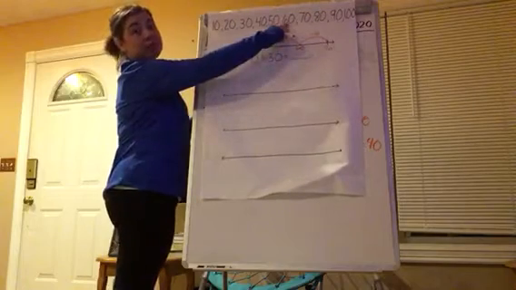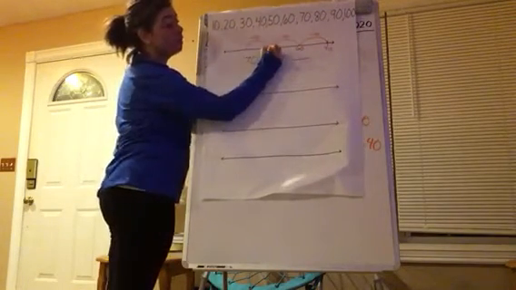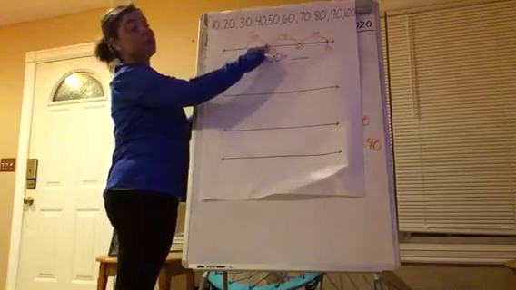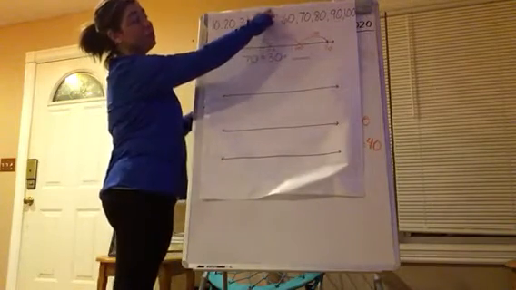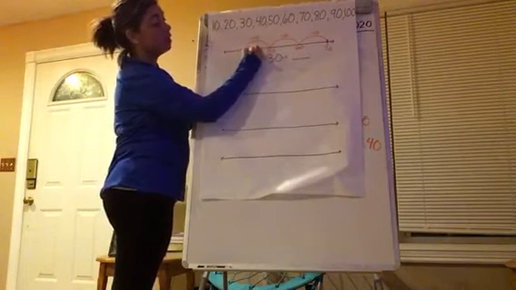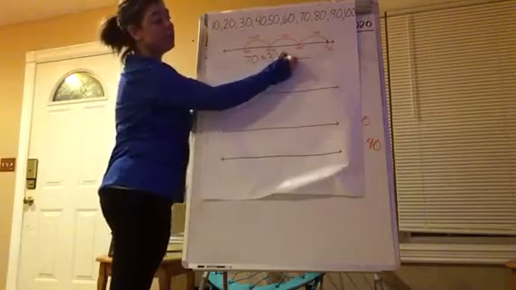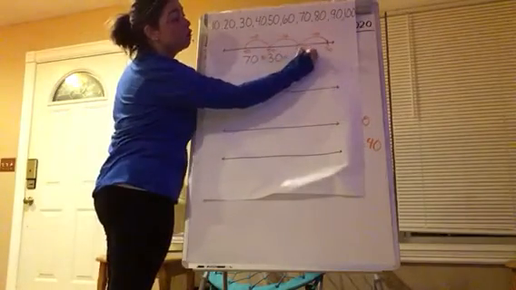And then from 60, I'm going to jump back again. That's right, I landed on 50. And then I'm going to jump back one more time from 50, and I landed on 40. Very good, very good. So 70 take away 30 equals 40.